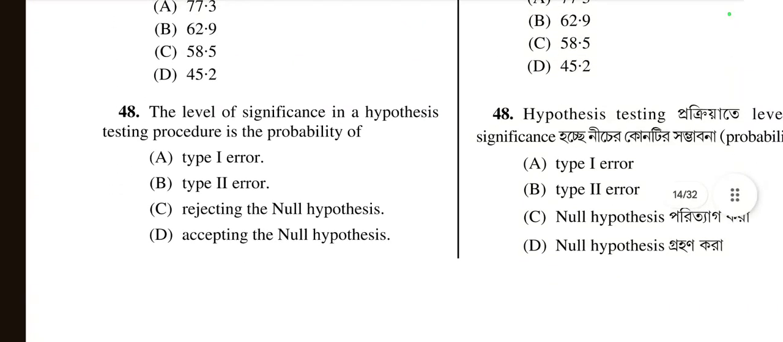Then come to question number 48. The level of significance in a hypothesis testing procedure is the probability of type 1 error, type 2 error, rejecting the null hypothesis, or accepting the null hypothesis. The level of significance is the probability of type 1 error, because this represents the probability of rejecting the null hypothesis when it is actually true. Rejecting when it is actually true is type 1 error, but accepting when it is false is type 2 error. So here it is type 1 error.